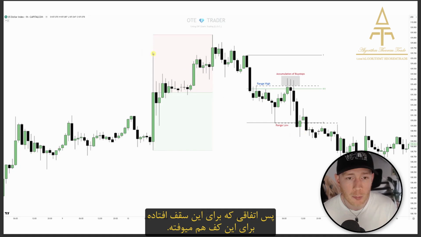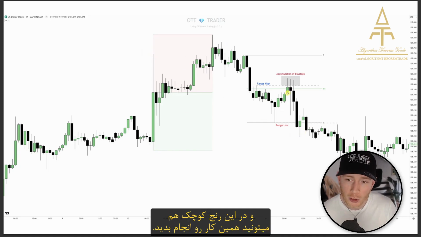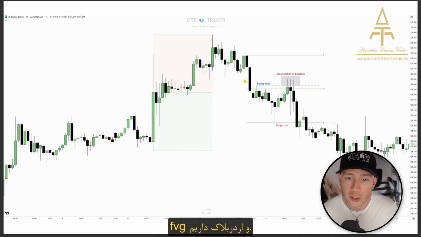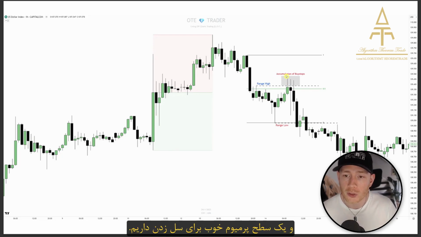So same thing that happens over here on this high, right? It happens on the low, but in a smaller range within the bigger range, you can do the same thing. And this is what makes a high probability setup. There needs to be a key level above the range high as well. You can see a fair value gap over here and an order block, right? So this is a very good premium level to short from.